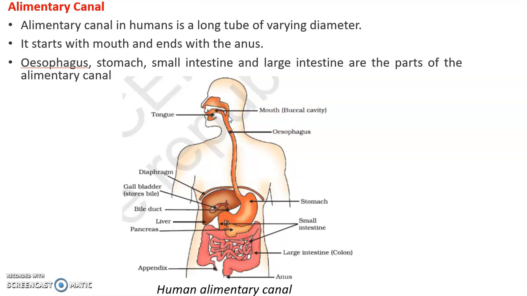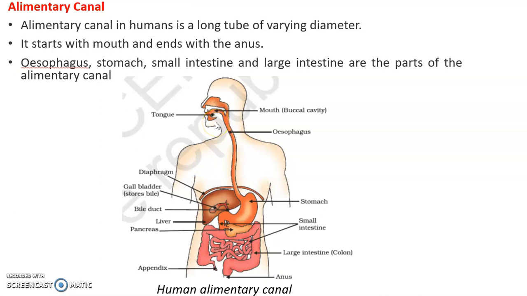The purpose of the teeth is to help in mastication of the food, and the tongue has taste buds on it that help in tasting the food. The mouth also has openings of salivary glands, which produce saliva. So you can say the process of digestion is initiated in the mouth.